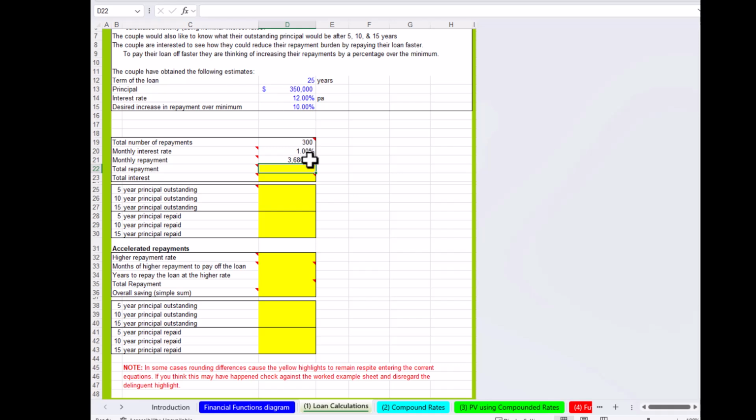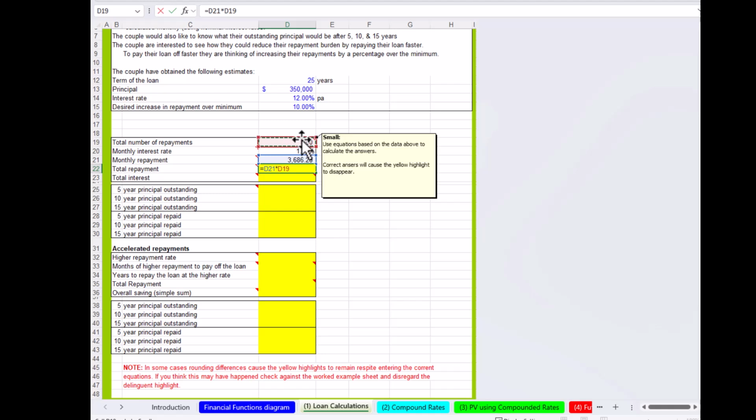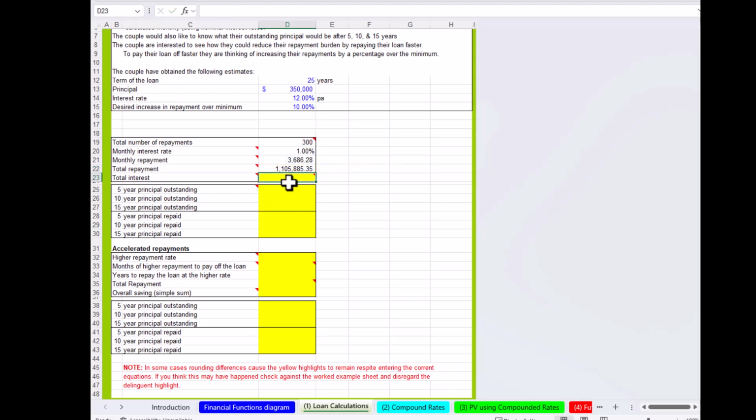I can work out the total repayment by simply multiplying the monthly repayment times the number of months, which gives me an amount a bit over $1 million. To work out the total amount of interest that I've paid, it's done a little bit indirectly, but it's simply done by subtracting from the total repayments the actual amount that's being paid off the loan, which is the loan principal of $350,000. And so with that 25-year loan, I've repaid about $1.1 million.